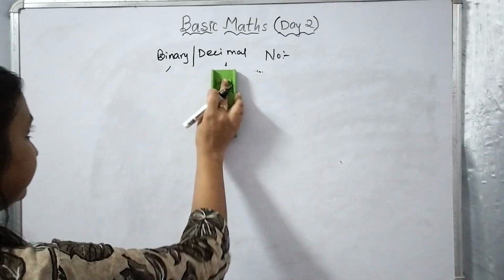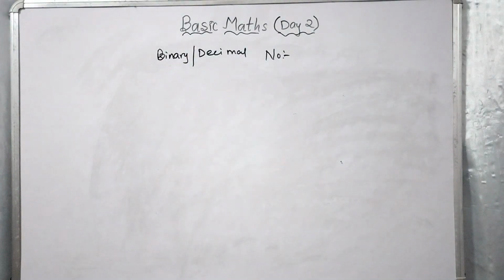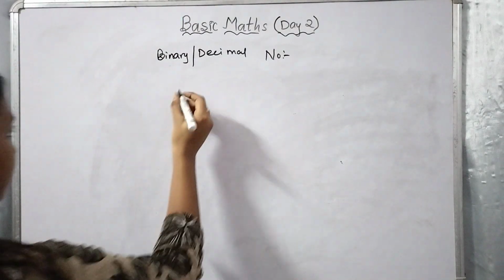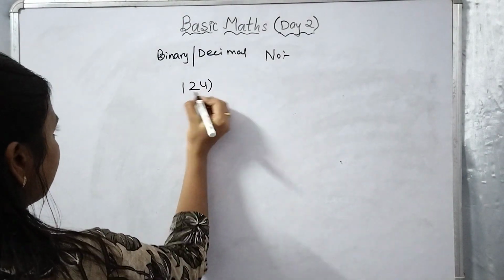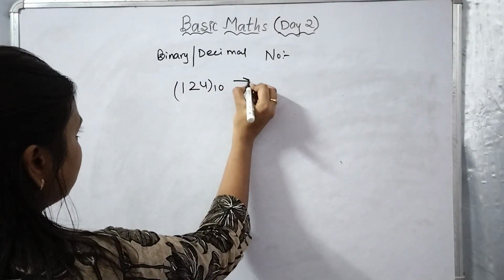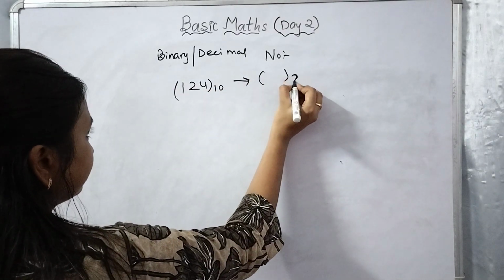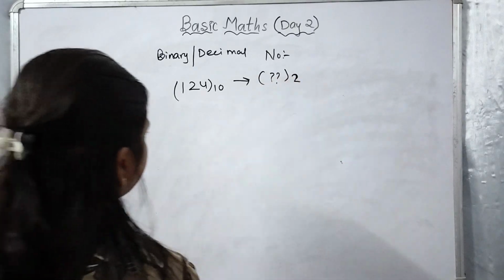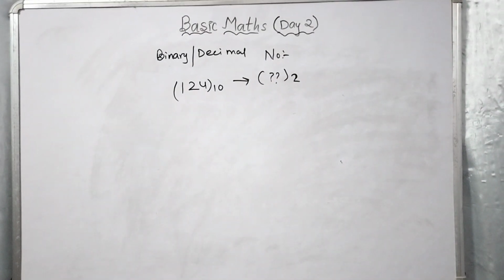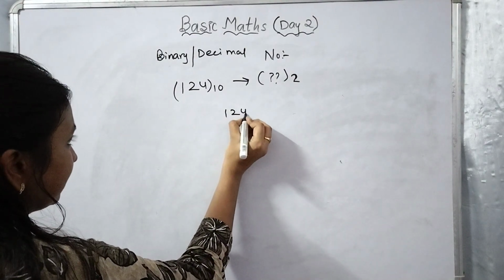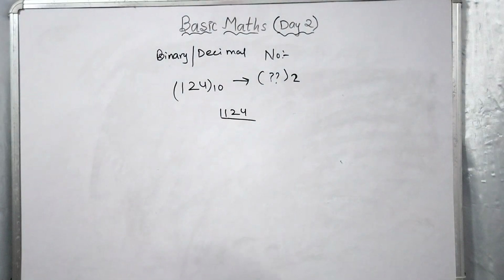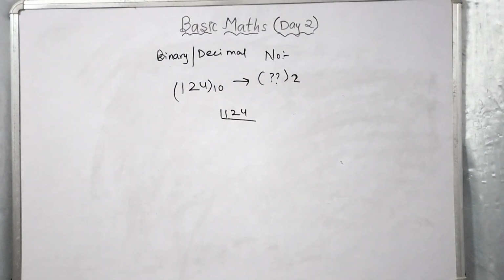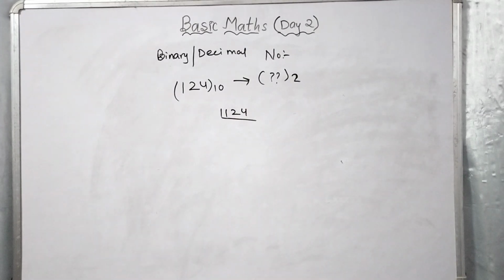So let's start. Binary to decimal and decimal to binary. Suppose you are told to convert 124, that is decimal, into binary. Fine. Now we need to convert this into binary. How will you do it? First you will write 124, and now you will start dividing it by 2.